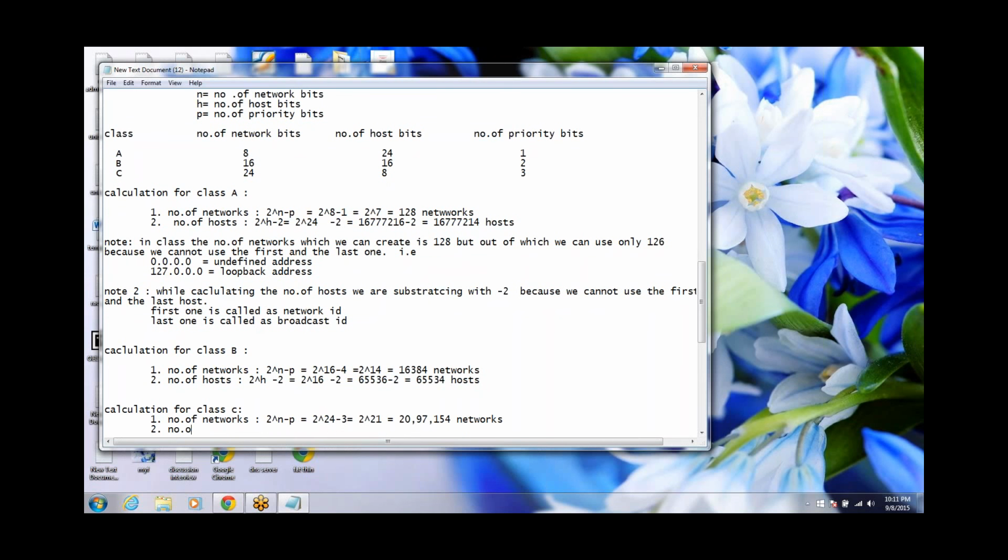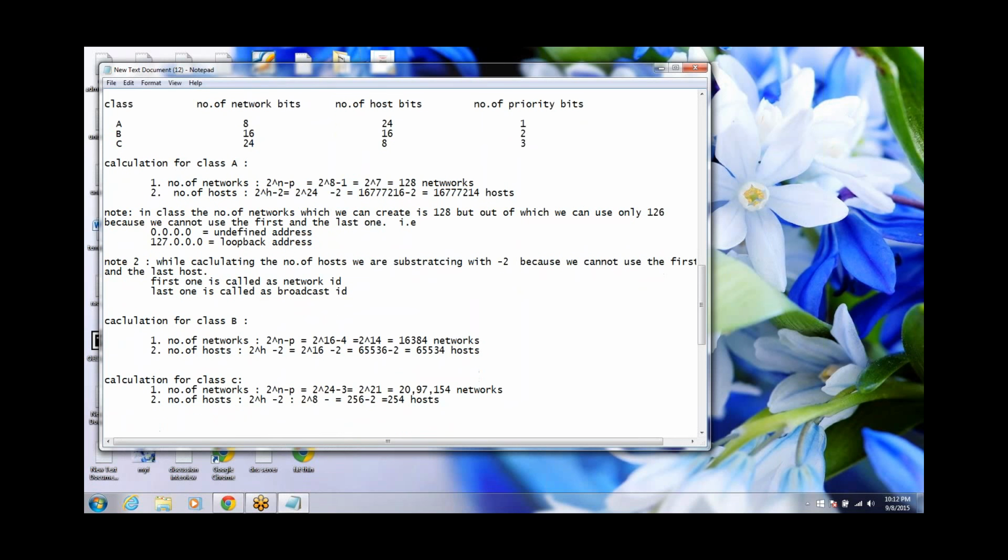The second one is the number of hosts. The number of hosts is 2 to the power of h minus 2. What will be the value of 2 to the power of h minus 2 here? Like 2 to the power of 8. What is the value of h in class C? The value of h in class C is 8 here, 2 to the power of h, and minus 2. When you go for minus 2 here, that is 256 minus 2, that is 254 hosts. You can see it here.